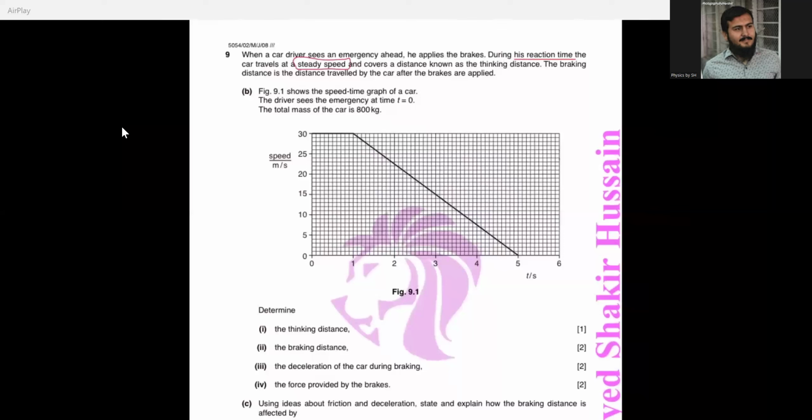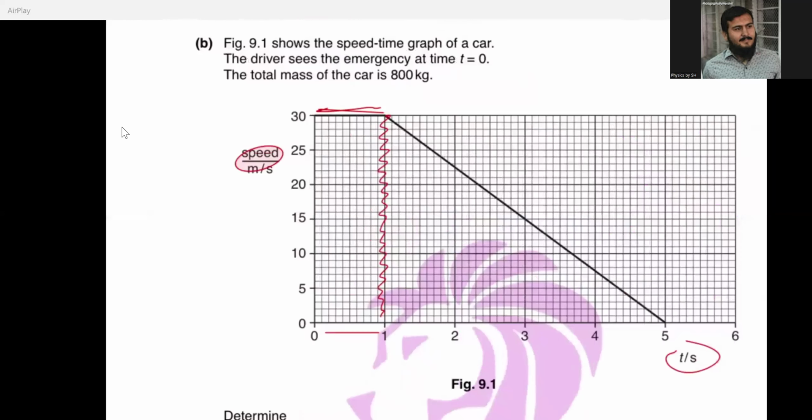Steady speed means constant speed, right? So during the reaction time, the car travels at steady speed. That means this is a speed time graph. This is the steady speed. This 1 second is the time when the car is traveling at a steady speed. If we need to find the area of a speed time graph, what will that tell us? What does the area of a speed time graph tell us?